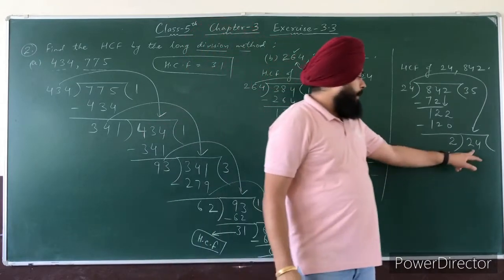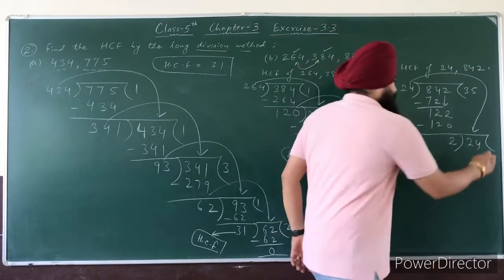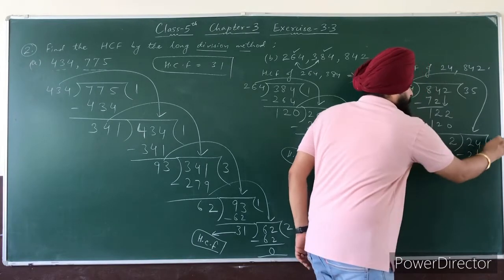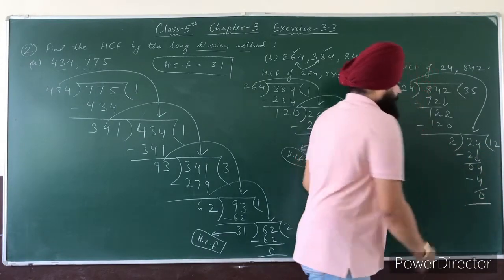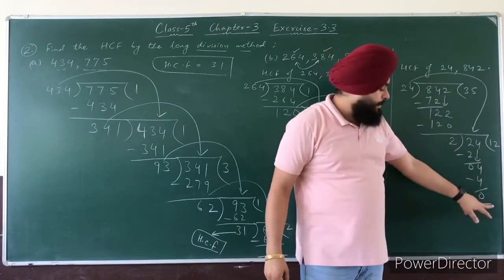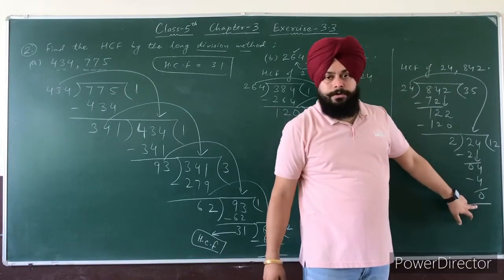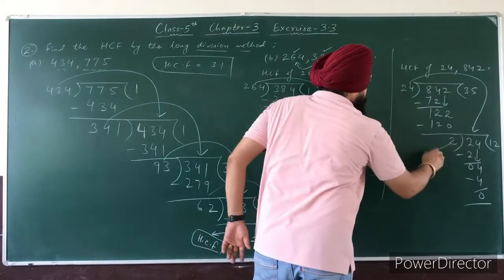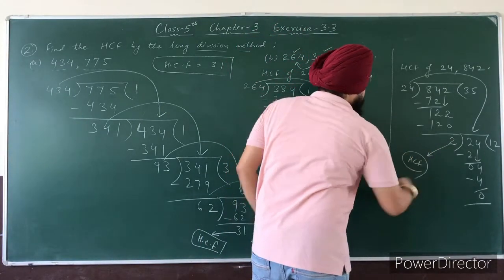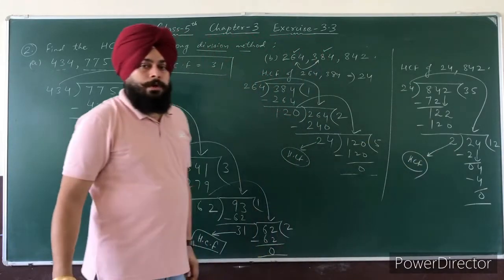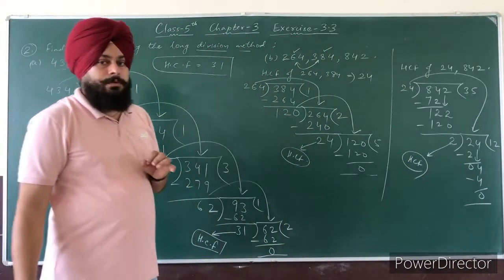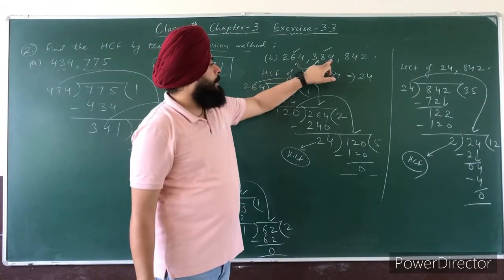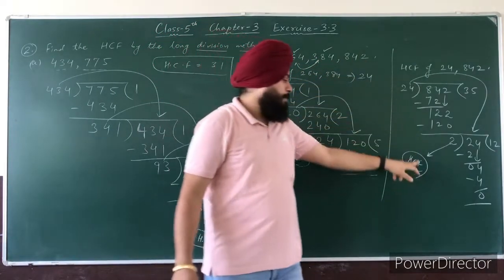Now you will divide this 24 by 2. So 2 ones are how much? 2, 0, right here 4 and 2 twos are 4. So you can see here the remainder has become 0. Now which is the last divisor? The last divisor is here 2. So the HCF is 2. So our final answer is 2. Alright. So the HCF of this 264, 384 and 842 is 2.